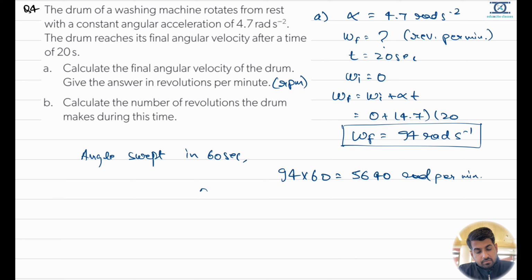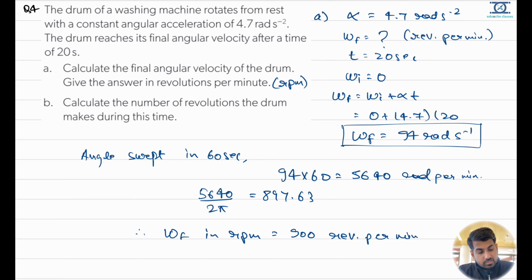This much is the radian covered per minute, and to convert to revolutions, one revolution is 2 pi, so I will divide 5640 by 2 pi. If you do this, it will be 897.63. So nearly we can say the final angular velocity in revolution per minute is 900 revolution per minute. So this will be your answer for part A. I hope it is quite clear.